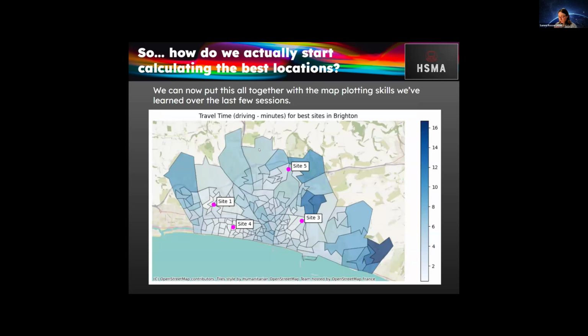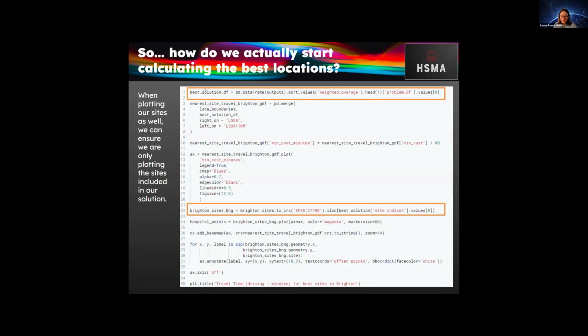And then we can elaborate, we can take this to the next step, which is building in the travel time, the best possible travel time, and the maps that we were creating before. So again, we can just pull out the best possible solution. We want the best solution data frame. So again, we're creating a data frame of our outputs where we've gone through every single possible combination. In this case, I've sorted it again by the weighted average, and I've said the head. This time, I just want the problem data frame. I want the data frame of all of the travel times for this particular solution that I've stored.